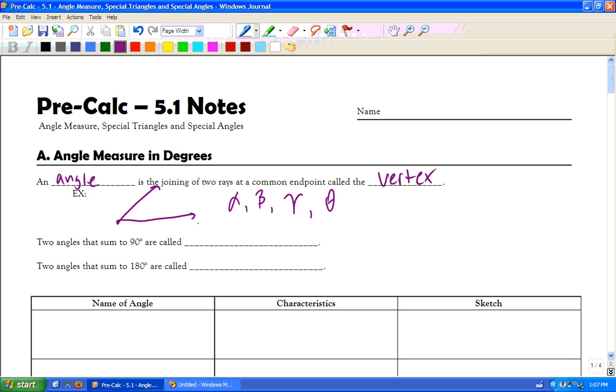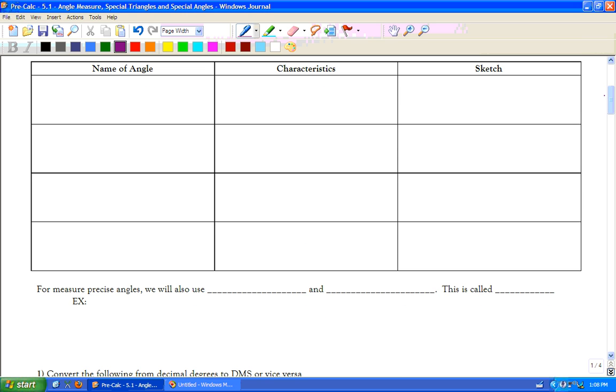Two angles that sum to 90 degrees are called complementary. Two angles that sum to 180 degrees are called supplementary. Neither of these should be surprising, nor should the next pieces of information. There are some different special angles and properties. Just a quick review of these.